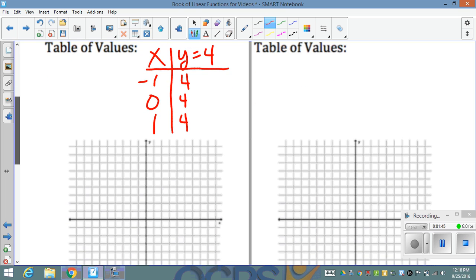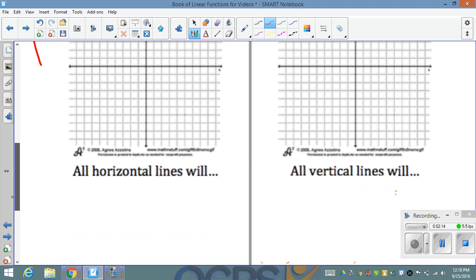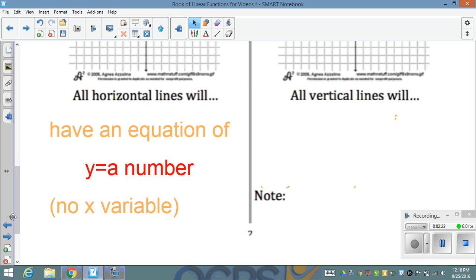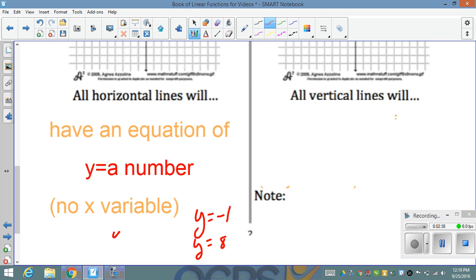If I plot these points, -1, 4, 0, 4, 1, 4, and I could continue 2, 4, 3, 4, and so on. What I'm going to get when I connect and extend through is a horizontal line at y equals 4. All horizontal lines will have an equation of y equals a number. In other words, we'll have no x value, and that is because the b is 0. So other examples of horizontal lines would be y equals -1, y equals 8, y equals 0. All of these would be horizontal lines.